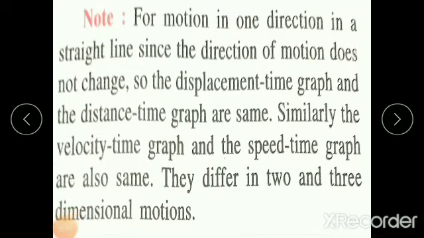For motion in one direction in a straight line, since the direction of motion does not change, the displacement time graph and the distance time graph are the same. Similarly, the velocity time graph and the speed time graph are also the same. They differ only in 2 and 3 dimensional motion. For one dimensional motion, the displacement time graph and the distance time graph are the same, and the velocity time graph and the speed time graph are also the same.